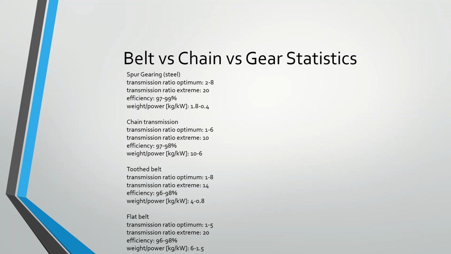Chain, tooth belt. So notice these are all going to be lower ratios. So flat belt can actually get on up there again, but in general, your belt or your gears are going to have a higher gear ratio that they can achieve. The efficiencies of your gears are also going to be higher, but all these others are fairly close. Okay.